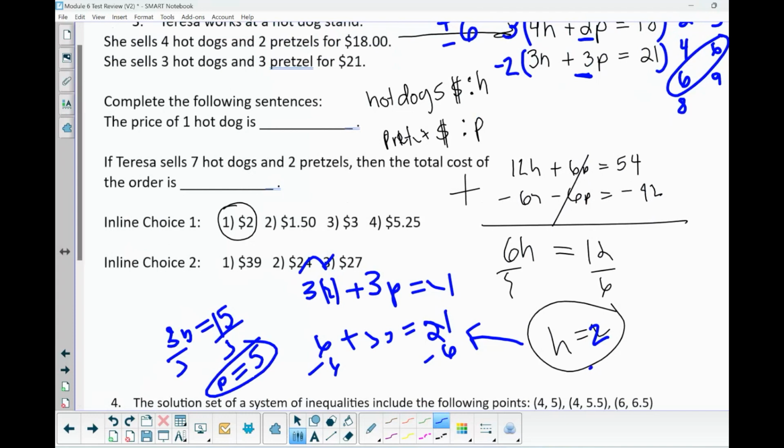So therefore, now I can plug it in to figure out how much my total order is going to cost. So I know 7 hot dogs at $2 each plus 2 pretzels at $5 each should get me a total of 7 times 2 is 14. 2 times 5 is 10. 14 plus 10 gets me a total of $24. So we get 2.